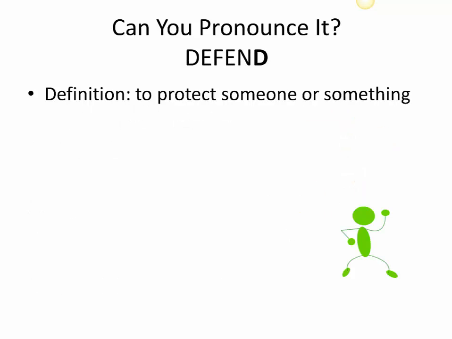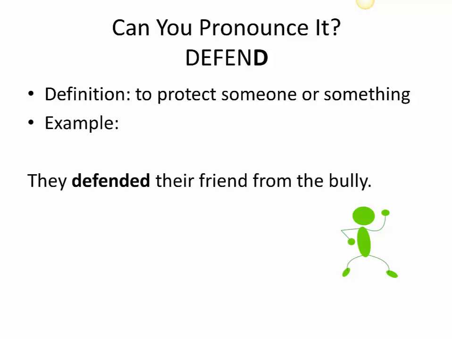Let's look at the next one. Defend. It ends in the d sound. Defend means to protect someone or something. Here's an example. They defended their friend from the bully. Defended. You hear those two syllables and you know that it ends in the d sound. So it's the first rule. You're going to add an extra syllable with the id sound. Defended.